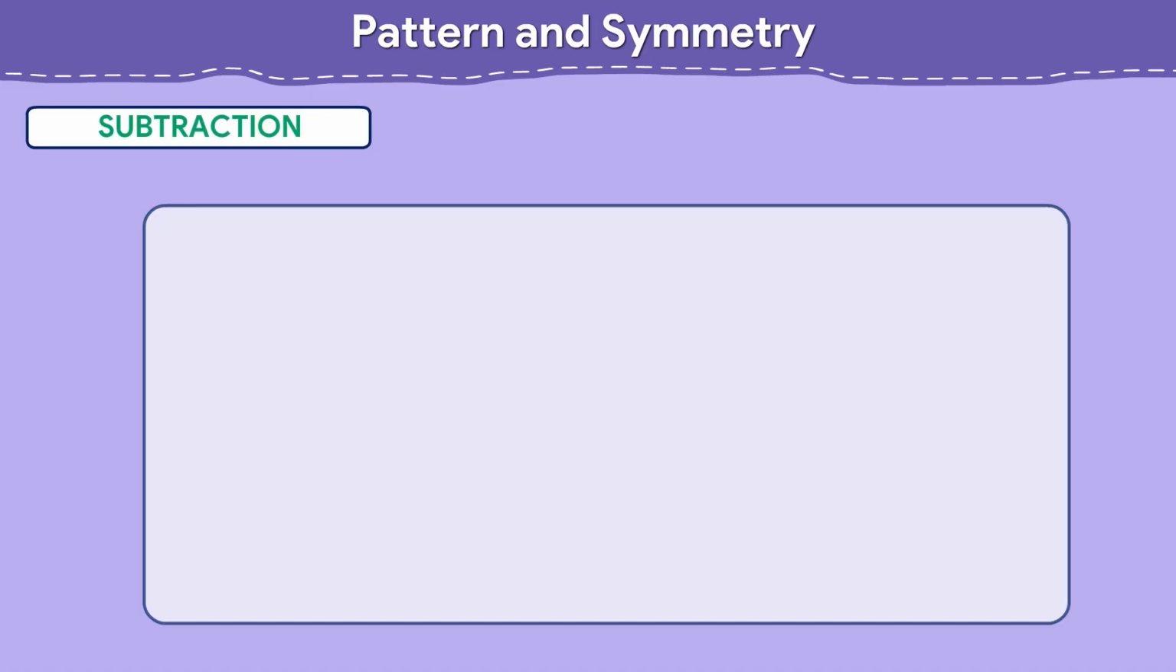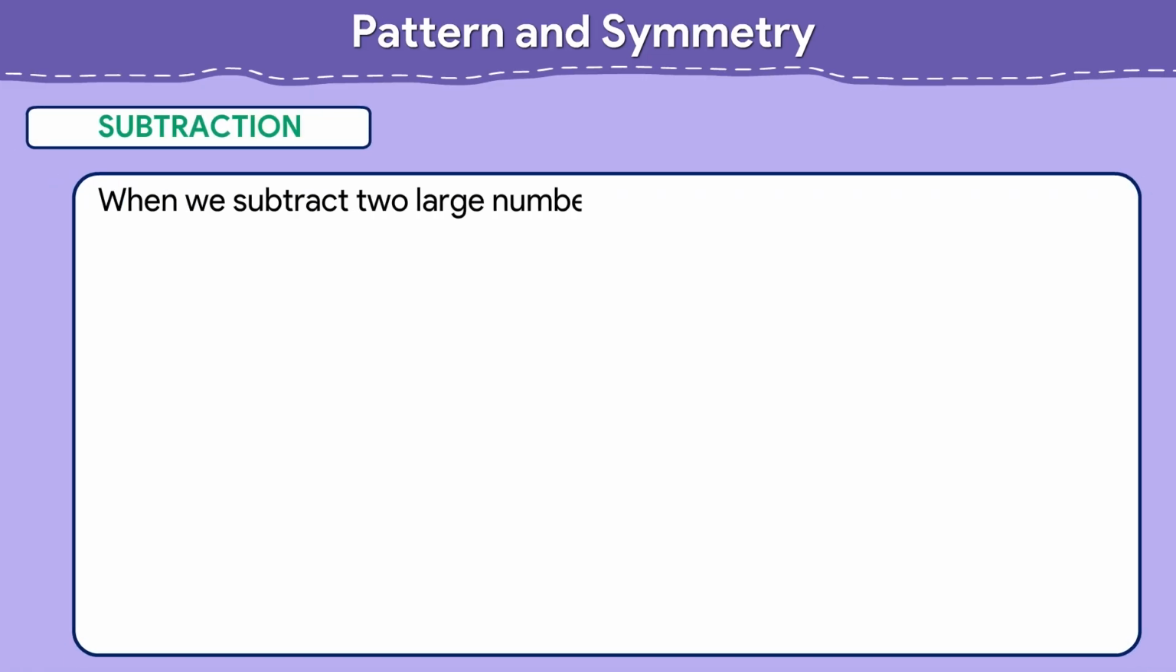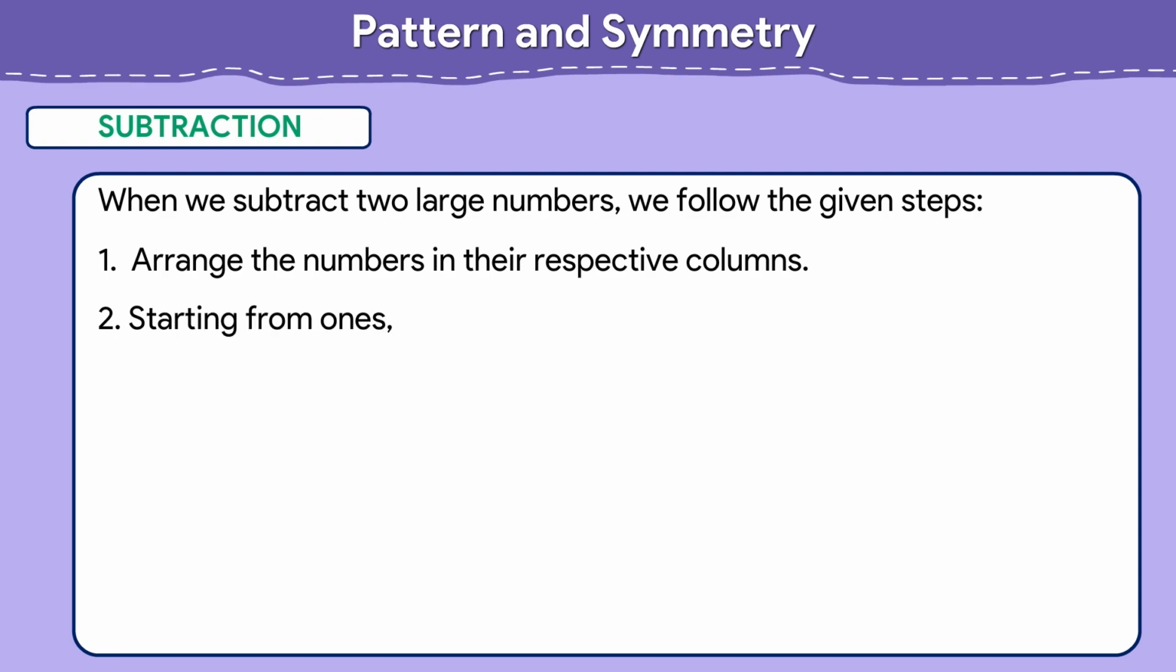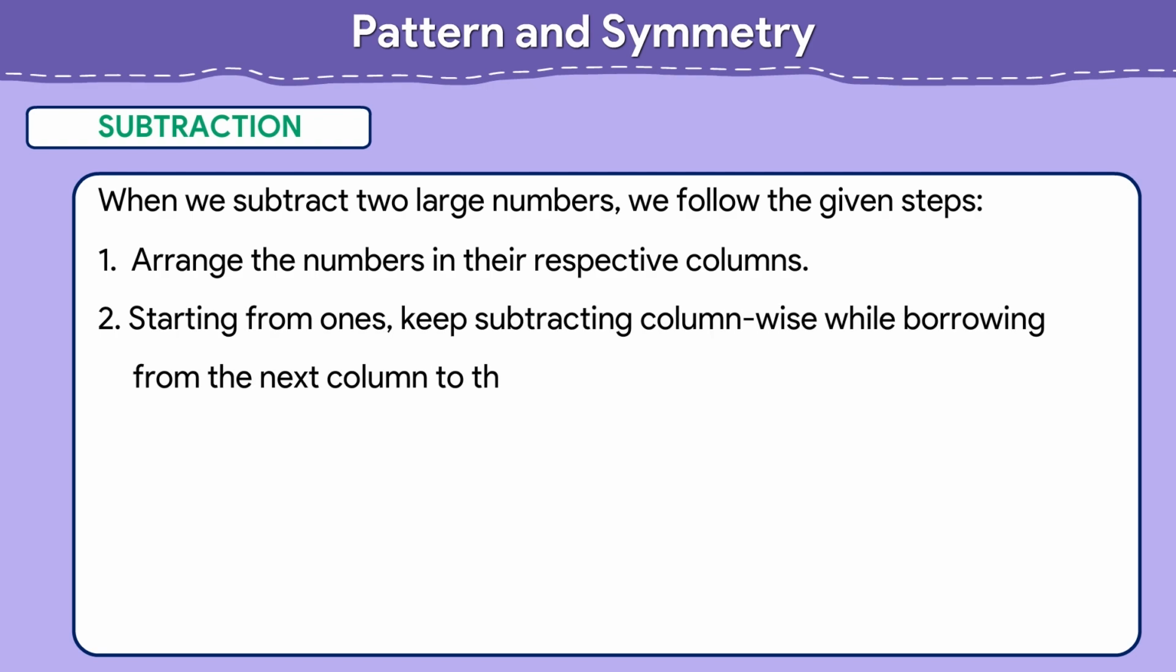Subtraction. When we subtract two large numbers, we follow the given steps. 1. Arrange the numbers in their respective columns. 2. Starting from ones, keep subtracting column-wise while borrowing from the next column to the left wherever required.